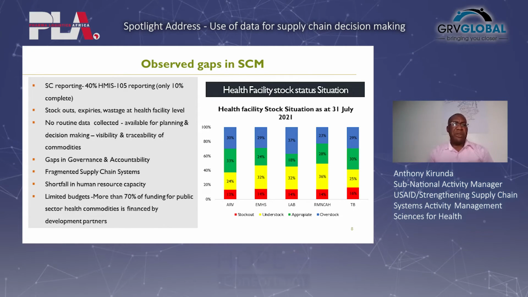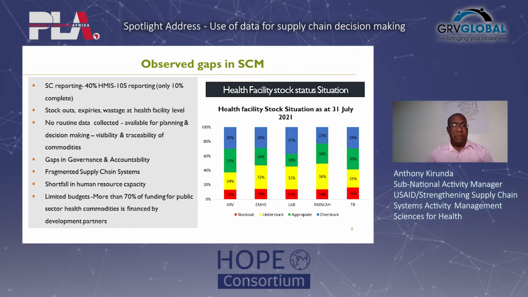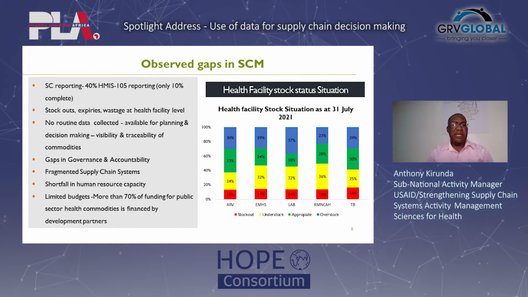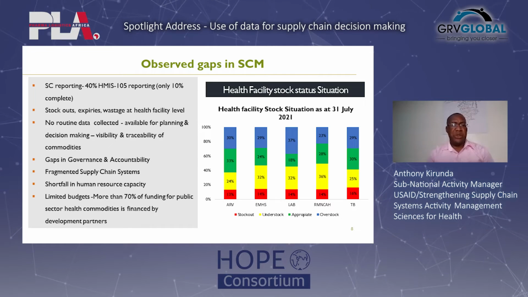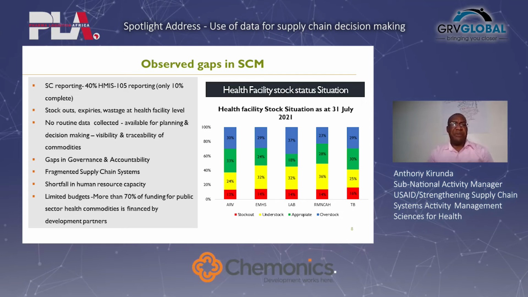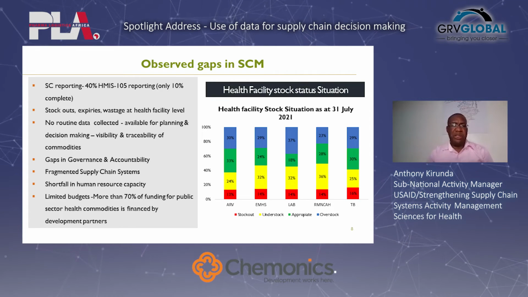The other is about no routine data being collected, which is a big problem. The data is not available for planning and decision making. So visibility and traceability into the data at those data points is a problem. We have seen some expiries and wastages, again, due to those maldistributions.